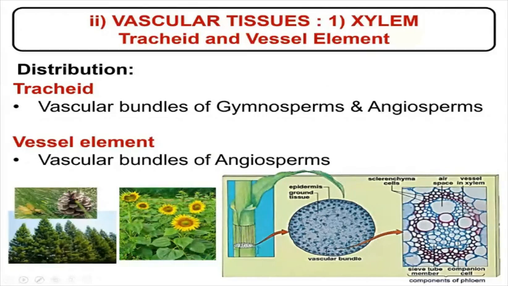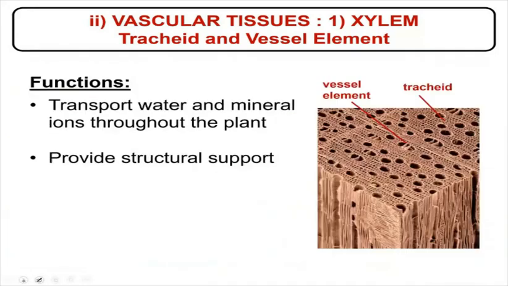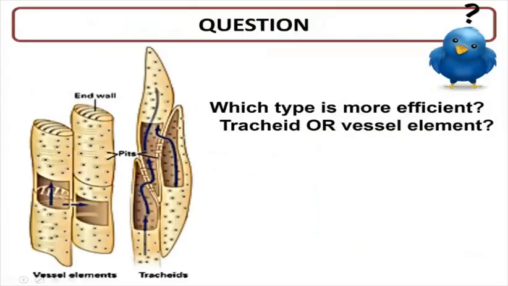Tracheids can be found in gymnosperm and angiosperm, while vessel element is only available in angiosperm. Maknanya gymnosperm dia punya xylem hanya ada 3 komponen saja. The functions of trachea and vessel element are to transport water and mineral ions throughout the plant, and together they also provide structural support with the secondary cell wall thickening. So which type is more efficient, trachea or vessel element?